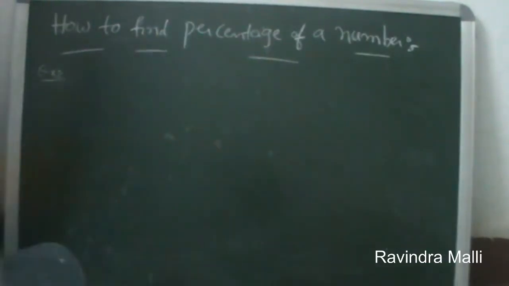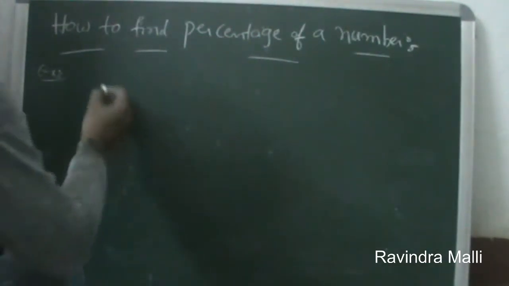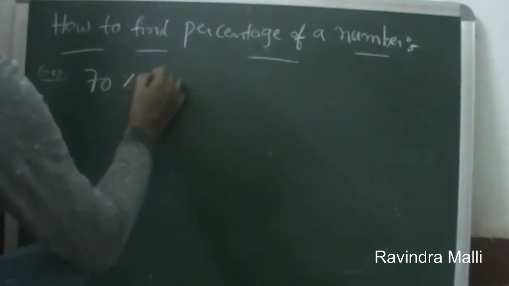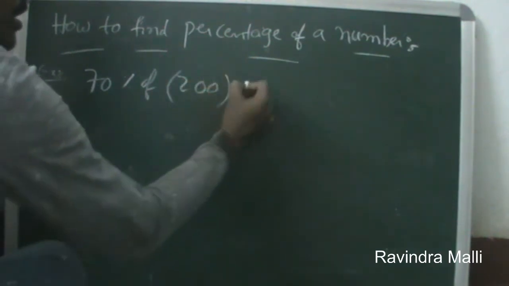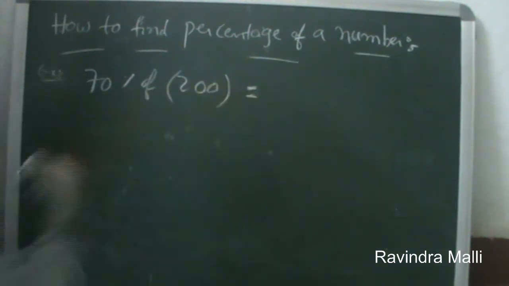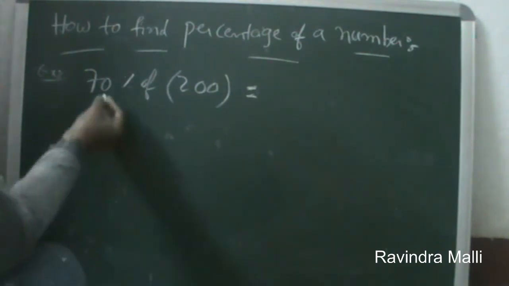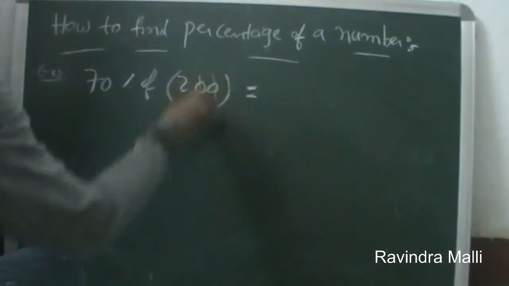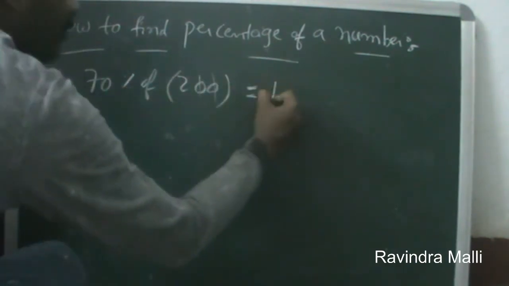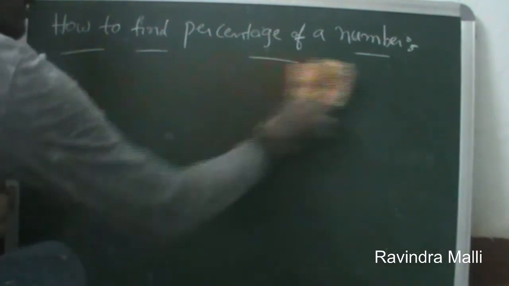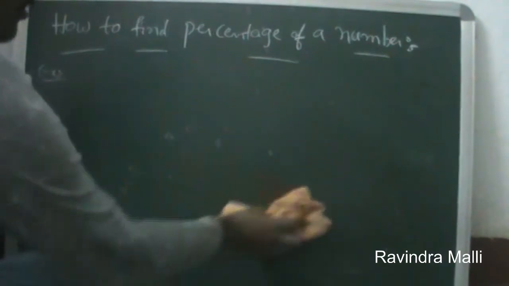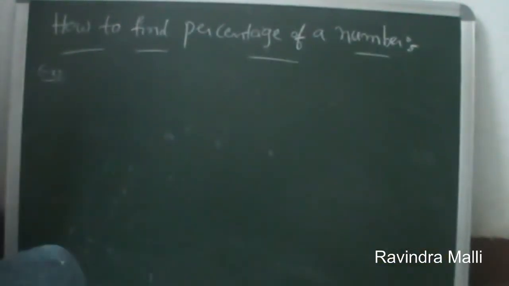We'll go for one more example. 70% of something like 200. 70% of 200. As I said, here we have zeros again, so just cancel out two zeros. The remaining is 7 2s are 14, and a 0. 70% of 200 is 140. To find percentages, just cancel out two zeros in the real quantity.